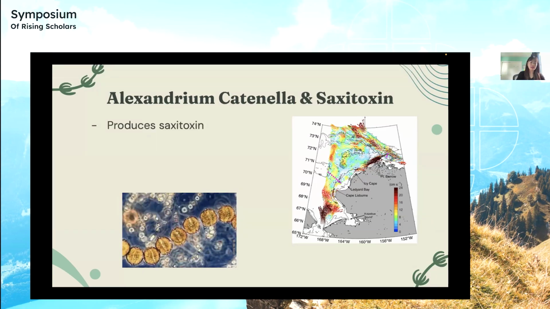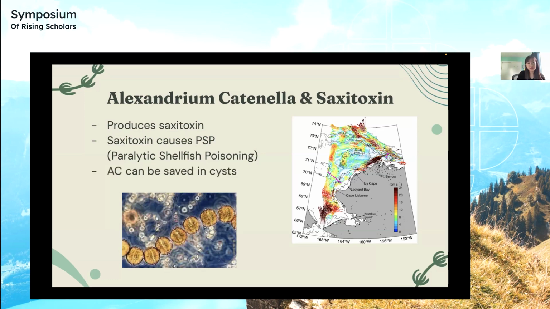Alexandrium catenella is associated with paralytic shellfish poisoning, which is a little bit different from domoic acid, since it blocks nerve receptions and things like sodium pathways in your blood. But this is routinely found off the coast of Alaska and northern Canada, which is where I focus my research.